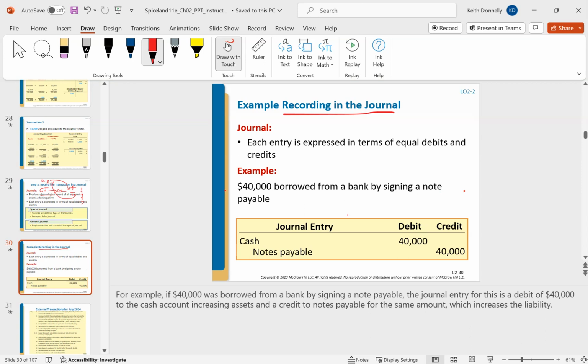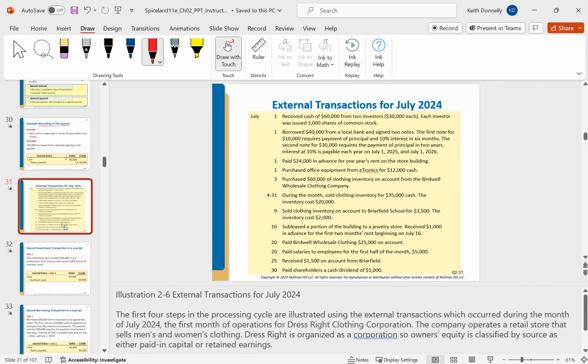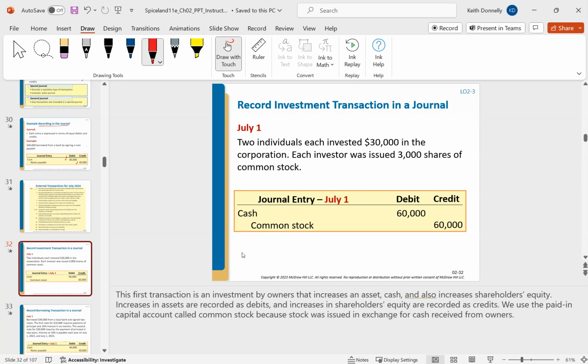So we're going to run through some of these. Right here, we borrowed $40,000 from a bank. We signed a note payable. Debit cash 40, credit note payable. Our total debits equal our total credits, so we're good. They're then giving us a series of transactions, and they say, can you go through these, starting at July 1st, and move down and do some of the journal entries? Okay, sure, not a problem.